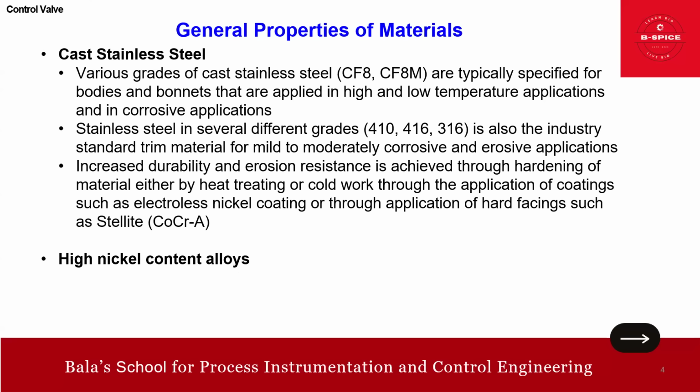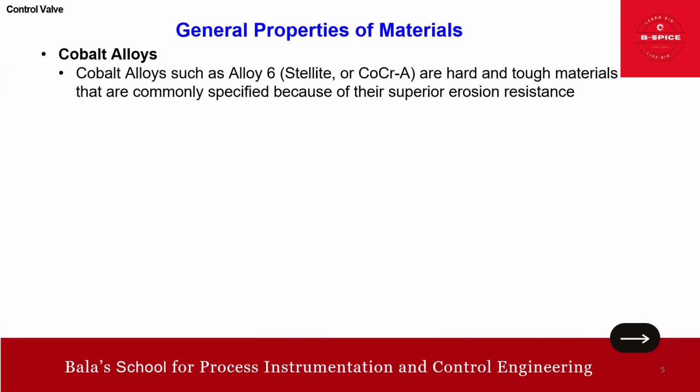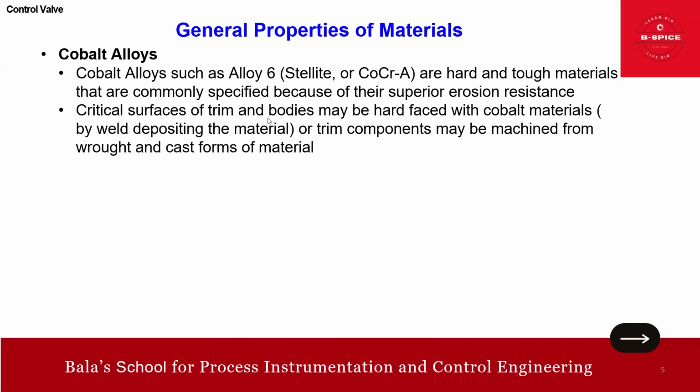Now we go into the high nickel content alloys. High nickel content alloys include Monel, which is very good, Inconel, which is also very good, and Hastelloy. All these are used for selected valve bodies and trim components that are applied in extremely corrosive and caustic applications. Highly corrosive and caustic applications. Okay, friends, got it? A few more to add. Cobalt alloys, such as alloy 6, again stellite, are hard and tough materials that are commonly specified because of their superior erosion resistance. Critical surfaces of trim and bodies may be hard faced with cobalt material.